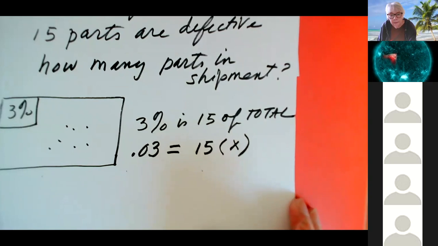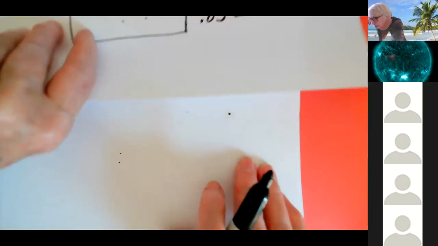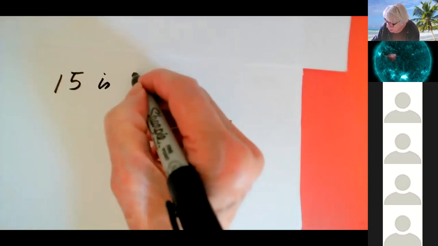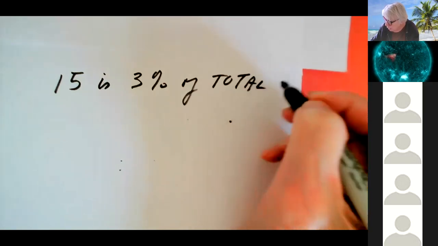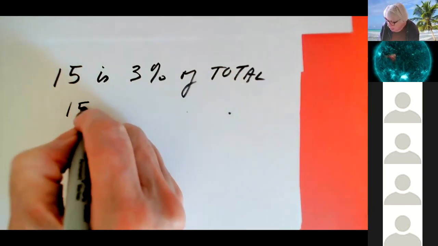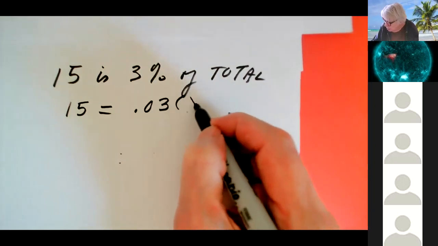Hmm. Something went wrong. I said the sentence wrong. I definitely said the sentence wrong. I can see it. 15 is 3% of the total. That is the correct one. Oh, 15 is 3% of the total. So in translation, 15 is 0.03 of, times X.